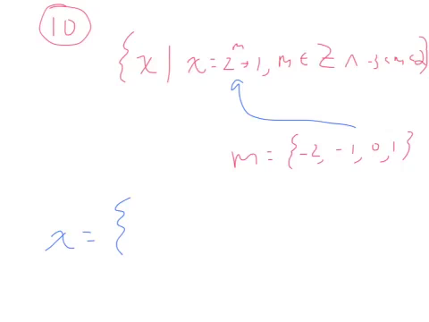So x can be 2 to the negative 2, which is 1/4 plus 1, 1.25. So we have 2 to the negative 1 is 1/2, so 1.5, 2 to the 0 is 1, so 2, and 3.